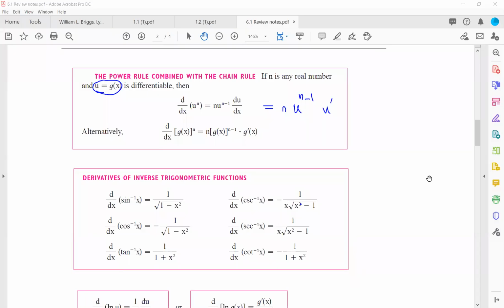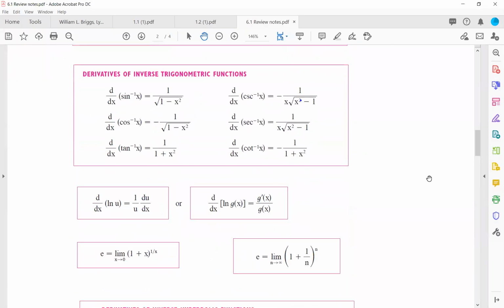Let us continue to the next derivatives. The derivative of ln of u is u prime over u. So u prime over u. If you have ln of g of x and g of x is any function, the derivative of ln is equal to g prime over g.